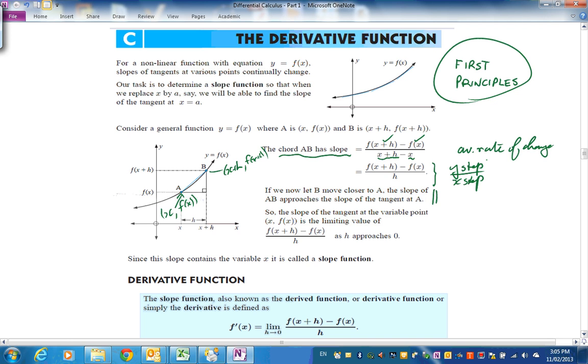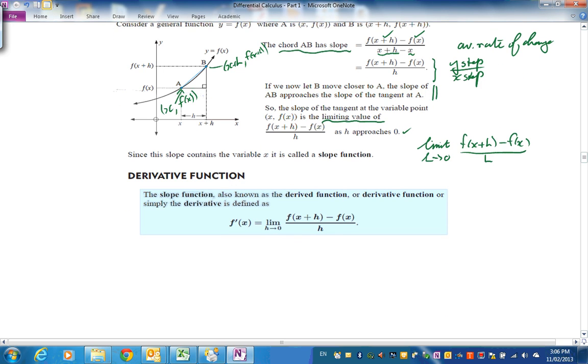Now we're going to move b closer to a, just as Newton did before, and therefore we want to know what is the limiting value of this as h approaches 0. And we define the slope function as a limit as h tends to 0, and here's your basic definition of that, the slope of the chord over h. So here it is down here, and there's our fundamental definition. The slope function, that is, we're going to create a function which when we sub into will give us the slope of the tangent or the instantaneous rate of change, instant velocity at that point.